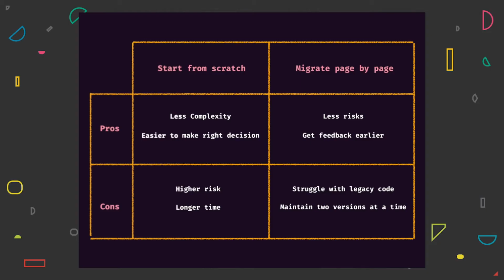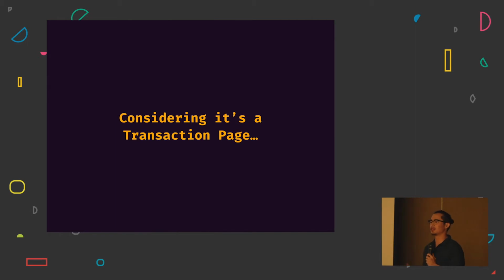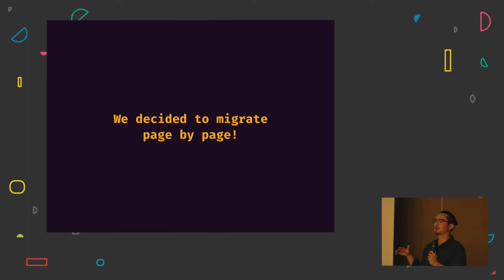And what happened in my previous company is we started from scratch and designed. It took us around 1 year to design, and another 1 year to implement. And after we released and replaced the old system with the new system, we received so many complaints from our customers. And at the end, after 1 month, we rolled back the whole system. So that's where risk comes from. And in our case, because it's a transaction page, we don't want to involve too many risks. So that's why we decided to migrate page by page.